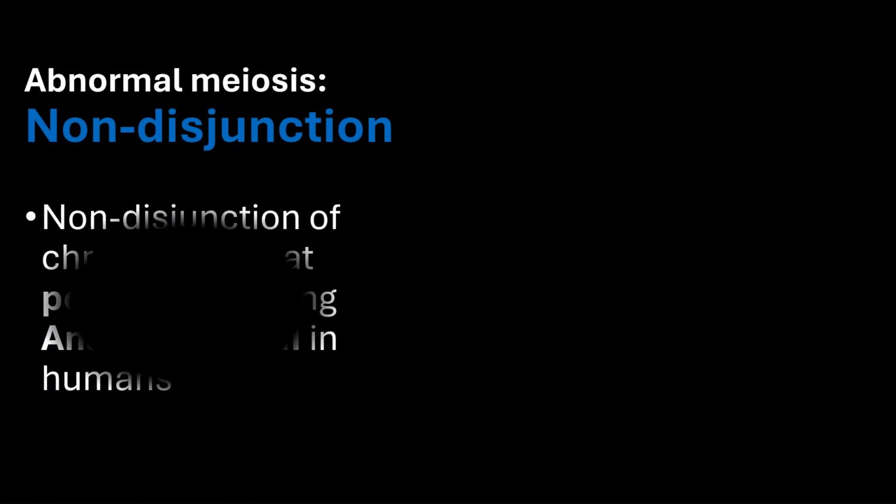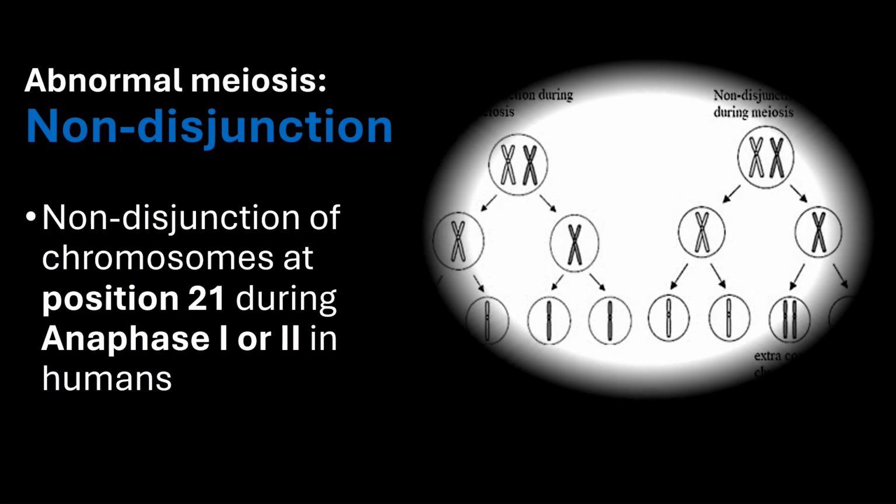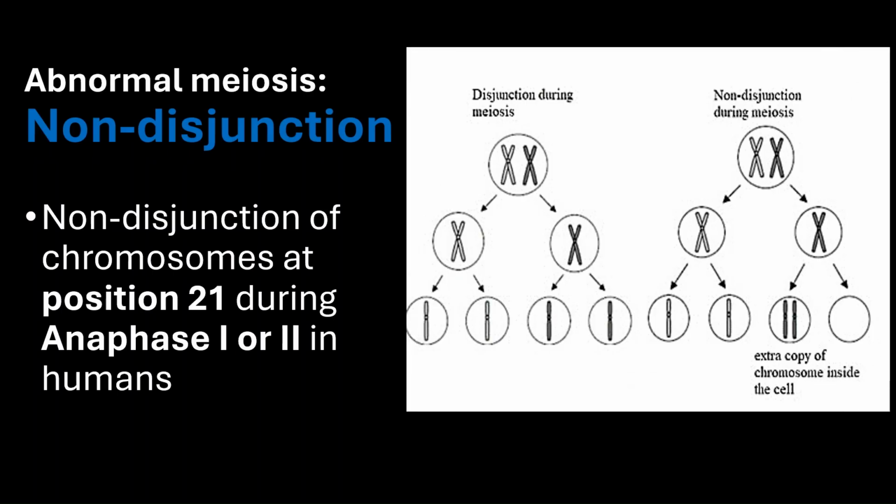Under this curriculum, we're going to look at only one disorder. So here we have what we call abnormal meiosis. Abnormal meiosis is caused by non-disjunction of chromosomes at position 21 during anaphase 1 or 2, specifically in humans. So remember, as we started with the process of meiosis, we realized that you start with one cell and end with four. You start with more chromosomes and end with half the number. So here we started with two chromosomes, and each cell at the end will have one each.